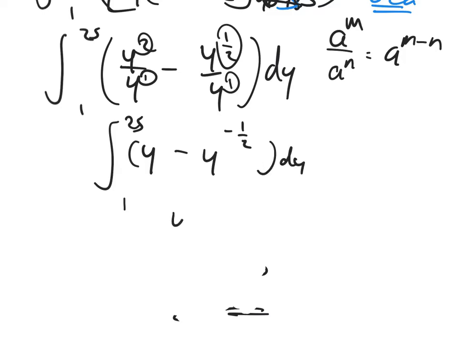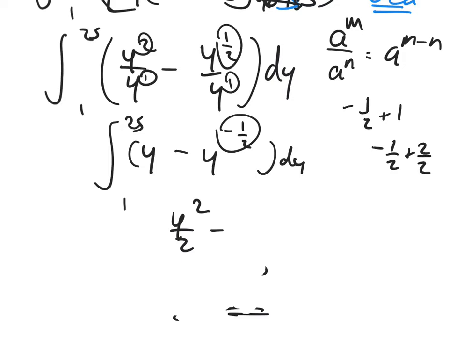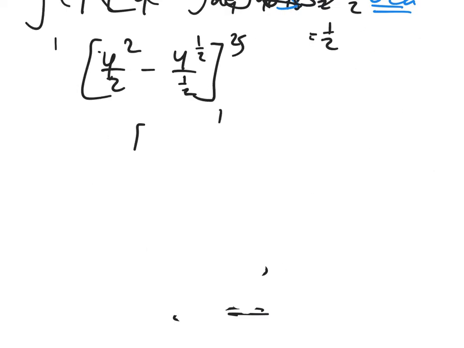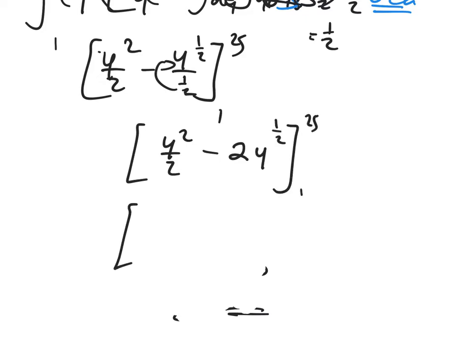So add 1 to the power, divide by my new power, that's y squared over 2 minus, well, minus a half plus 1 is minus a half plus 2 halves, which is equal to 1/2. So that's y to the 1/2 divided by 1/2 between 25 and 1. Okay, so that's y squared over 2. I'm going to bring the fraction up, flip it over, so 1 over 2 becomes 2 over 1, that's 2. So that's minus 2 lots of y to the half. I'm then going to reintroduce the root symbol, so that's y squared over 2 minus 2 lots of the square root of y between 25 and 1.